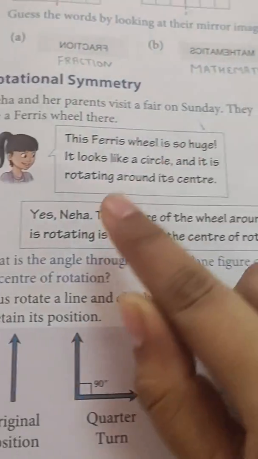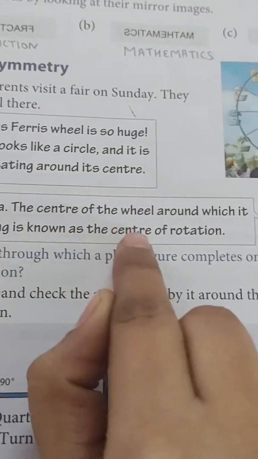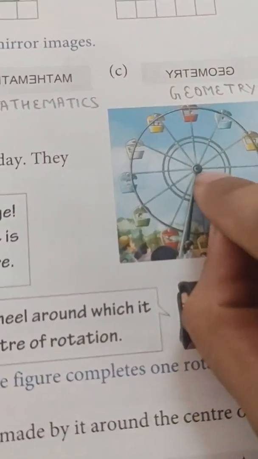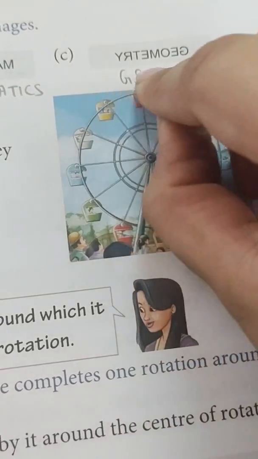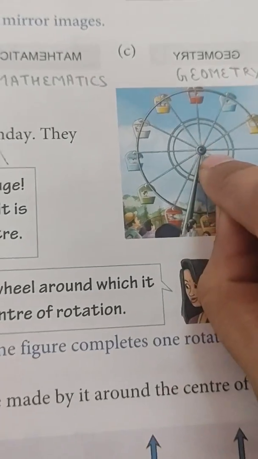Now, yes, Neha, the center of the wheel around which it is rotating is known as the center of rotation. So this makes the wheel go round and round. So it means that this one is the center of rotation.